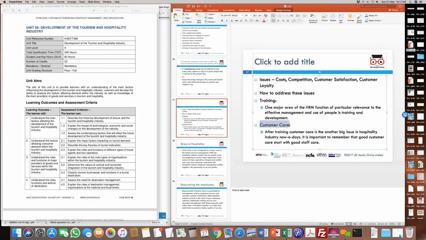Customer care is one of the other issues, wherein customer care is king. So the customer is king, as they say. And one of the key things which the customers expect, whether they are dining in a restaurant, staying in a hotel, or making use of one of the facilities within the hotel, is that they will get the topmost customer care, and that is what defines the service levels within this industry.